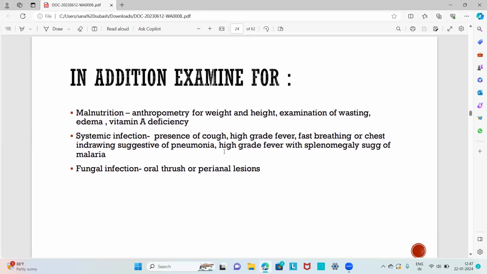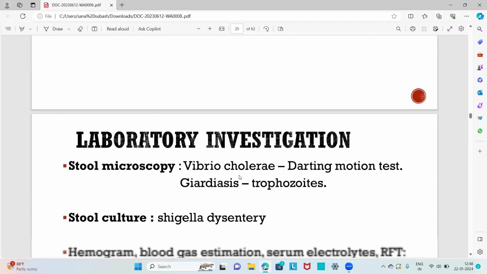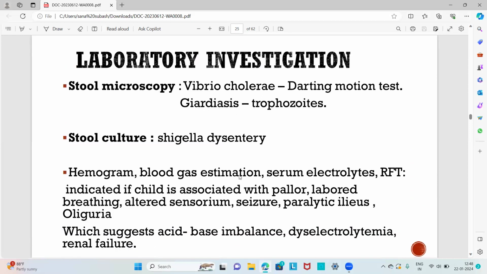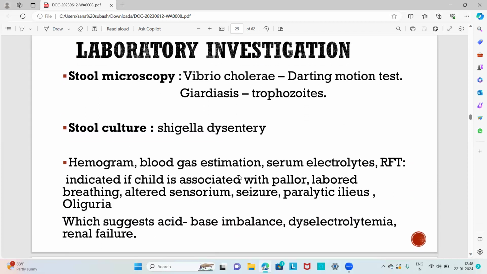In addition, for the dehydration examination, we have to examine for malnutrition, that is anthropometry for weight and height, and look for wasting, edema and vitamin deficiency. We also have to look for any systemic infection, that is the presence of cough, high grade fever and fast breathing of the chest, suggestive of pneumonia, and high grade fever with splenomegaly, suggestive of malaria. We also have to look for fungal infections like oral thrush or perianal lesions. Then we have to go for laboratory investigations. There is stool microscopy.